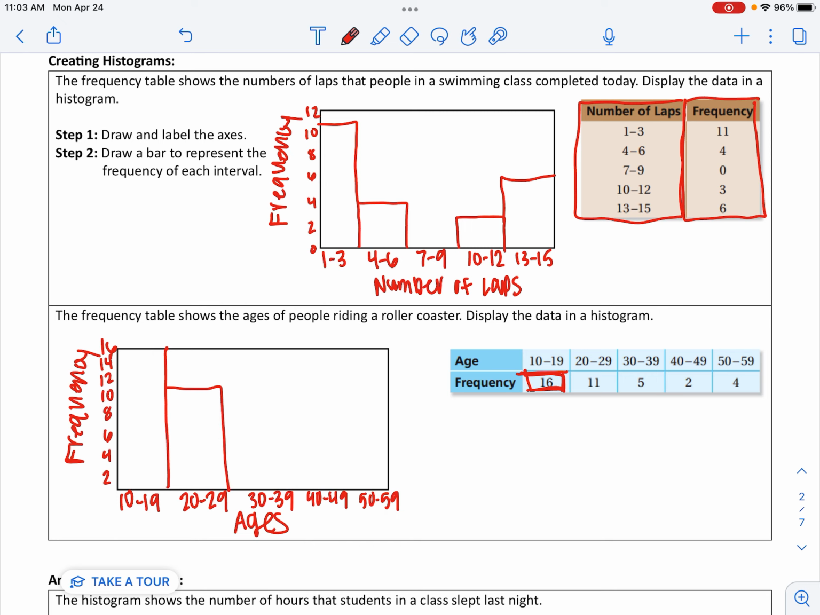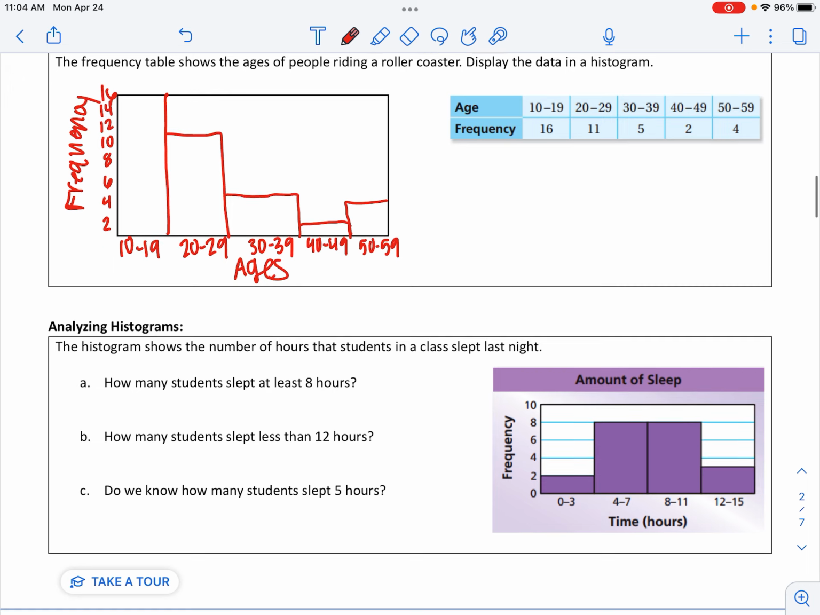For my students that were 30 to 39 years old, there's 5 of them. So 5 is going to go right in between 4 and 6. And then for my people that were 40 to 49 years old, there's 2 of them. So that's going to go down there. And then for my people that were 50 to 59 years old, there are 4 of them. So that's going to go up to 4. So it should look something like that.